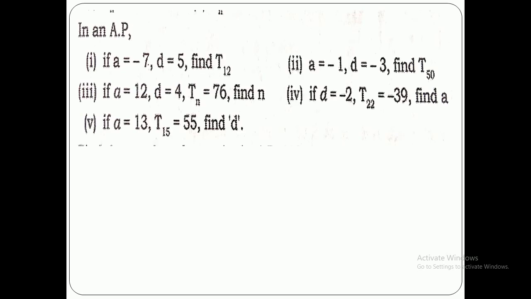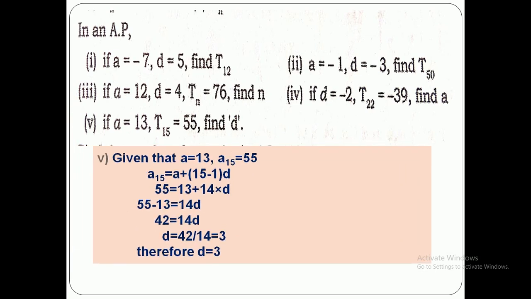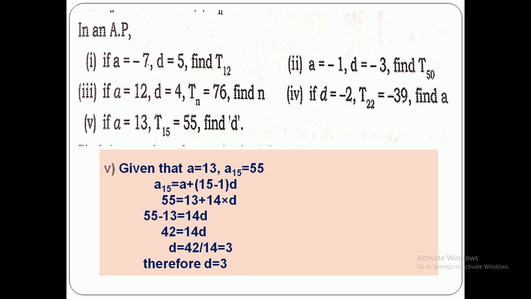So here you can observe, in an AP, first I'll read out one problem now. If a is equal to minus 7, the first term is given, the common difference is given, and find T12. No confusion. T12 is nothing but a12 only, the 12th term. So what do we have to find out? The first term is given, the common difference is given, and the 12th term we have to find out.